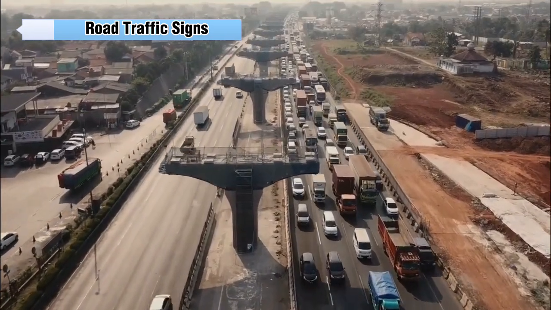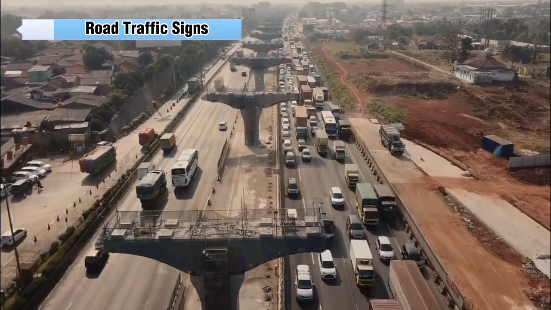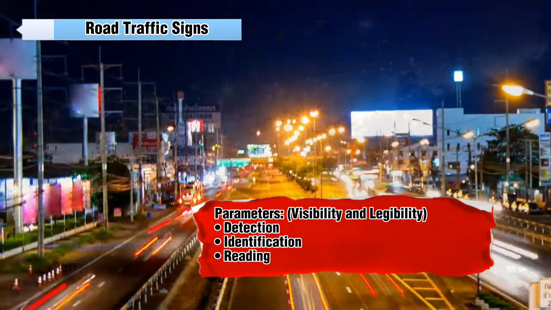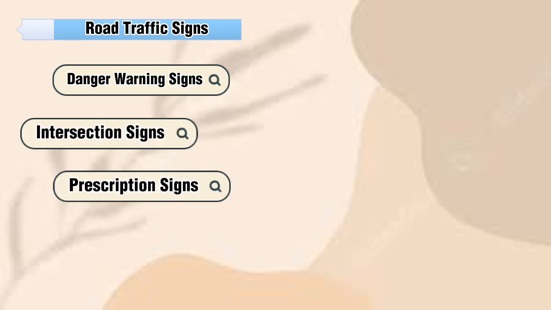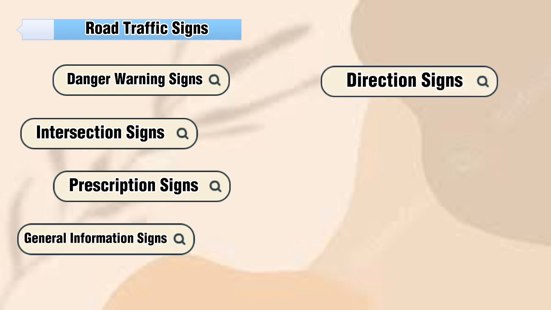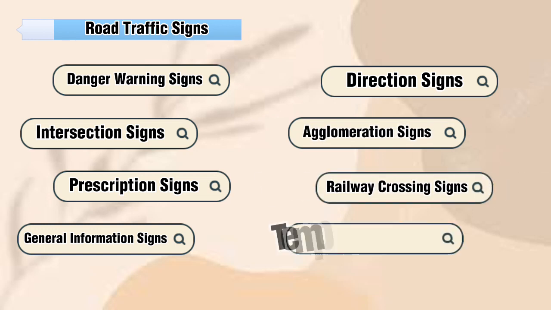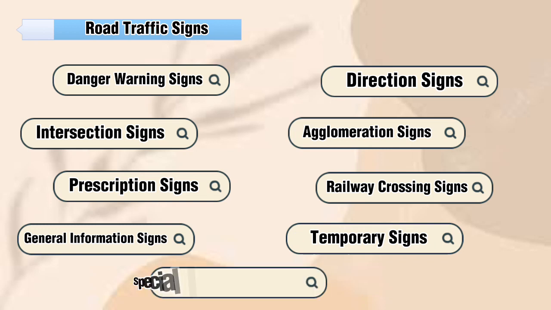Visibility and legibility of road signs or pavement markings are dependent on three parameters: detection, identification, and reading. Road signs are classified into the following categories: danger warning signs, intersection signs, prescription signs, general information signs, direction signs, agglomeration signs, railway crossing signs, temporary signs, and special instruction signs.